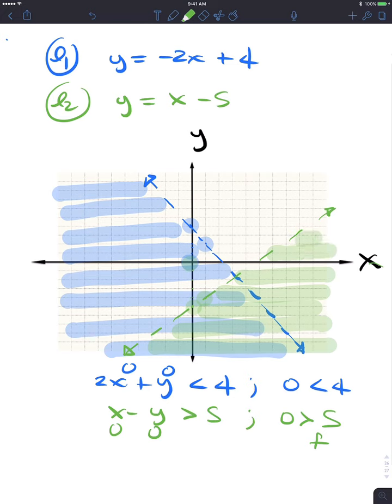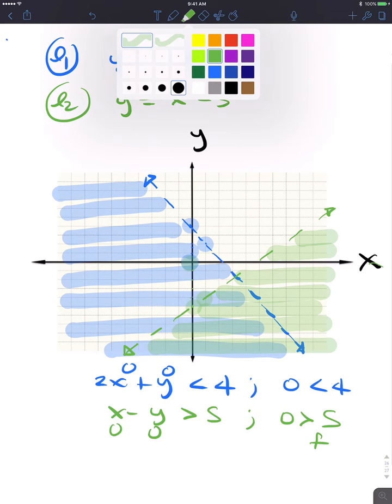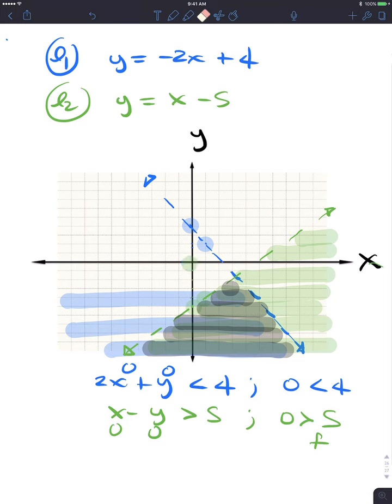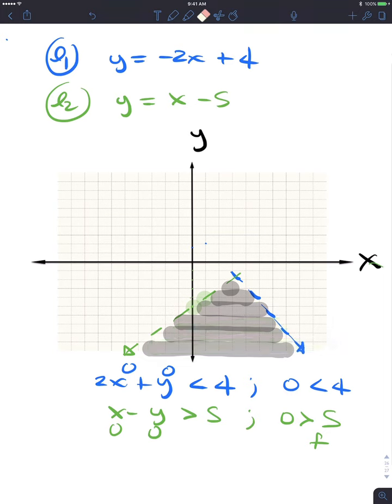And again, I look for everything that is shaded in both regions. If I look carefully, this is what's shaded in both, this portion here. I then get to erase everything else. This is what you should see as a final answer.